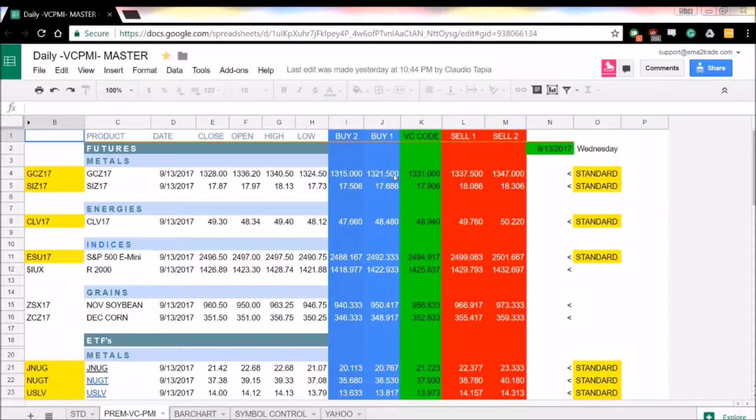Basically, the signal is activated at 1321.50, or in this area. The first target is 1331. A close above 1331 activates the extreme above the mean of 1337.50 to 1347.